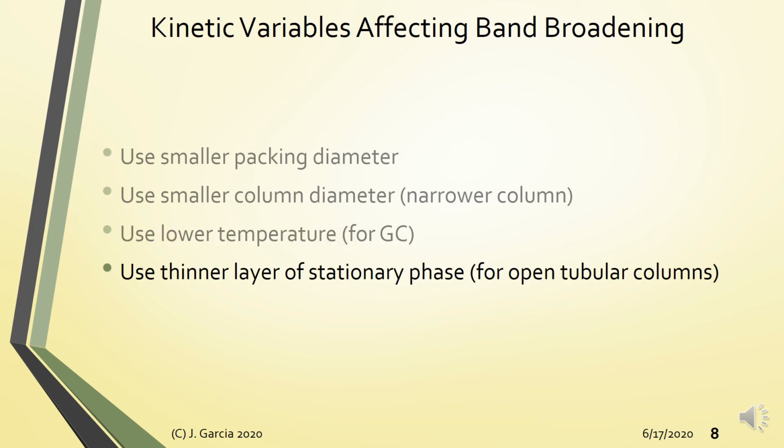Okay, if you're using open tubular columns, no, or capillary columns in gas chromatography, then the thinner yung layer of stationary phase, the better, okay? Because again, here you are lowering yung term C naman, yung finite mass transfer term, no? Because you have fewer amount of stationary phase wherein your analyte can diffuse into.